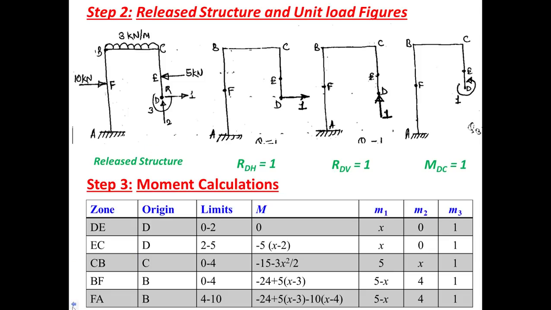Now fourth zone, we have to take this section in the fourth zone. Fourth zone is B to F. So B to F, if you take a section now, B to F.